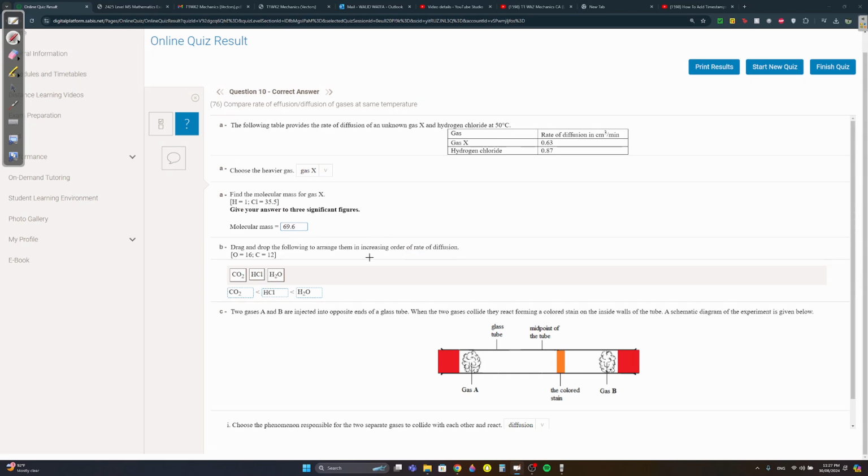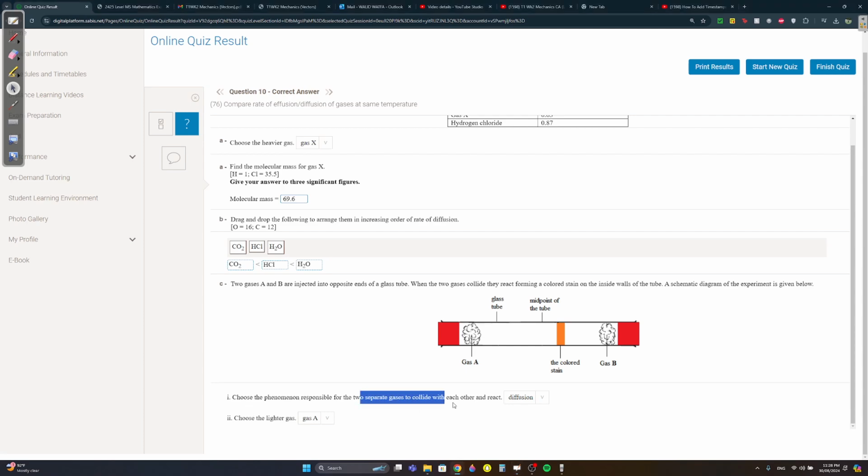Drag and drop in increasing order of rate of diffusion. The slowest one will obviously be the heaviest one. CO2 is 44, the molar mass. HCl is 36.5. I won't calculate them for you, you should know how to add up molar mass. H2O is 18. So the fastest one will be the lightest one, which is the least molar mass, so H2O. Then second least will be HCl, then third least will be CO2.